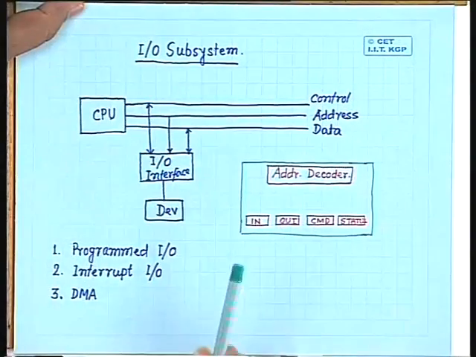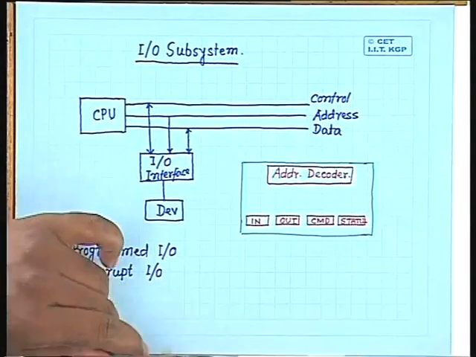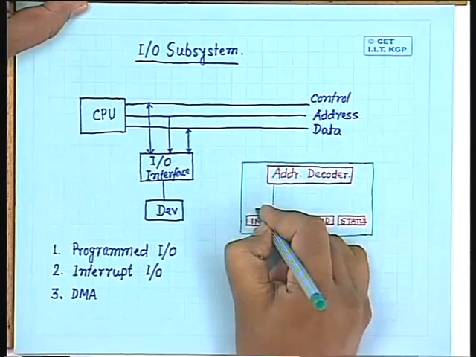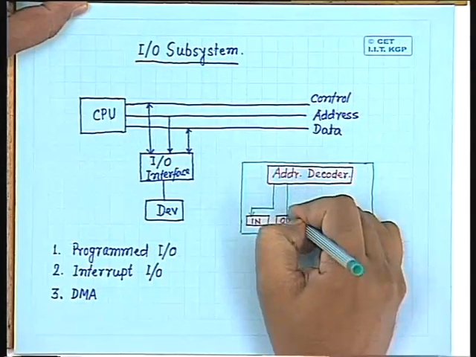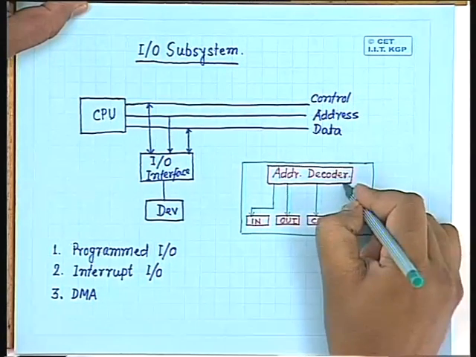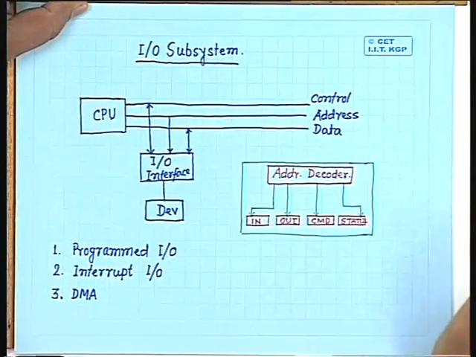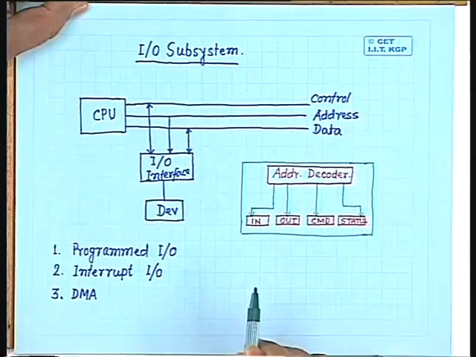Now, each of these, the in register, out register, command register, or status register, will have different addresses. That means I have to have a connection from the address decoder to the in register, a connection from the address decoder to the out register, to the command register, and also to the status register, so that I can have a unique address for each of these registers.